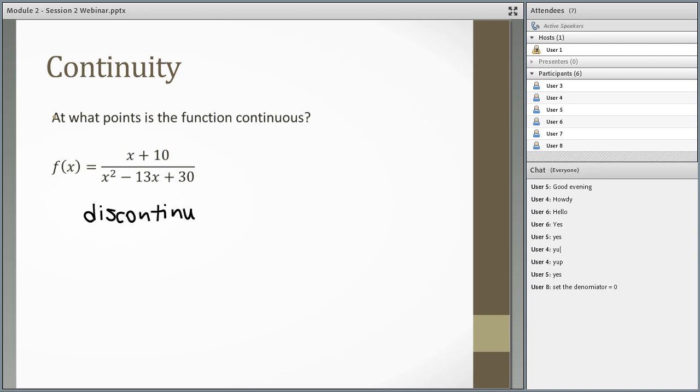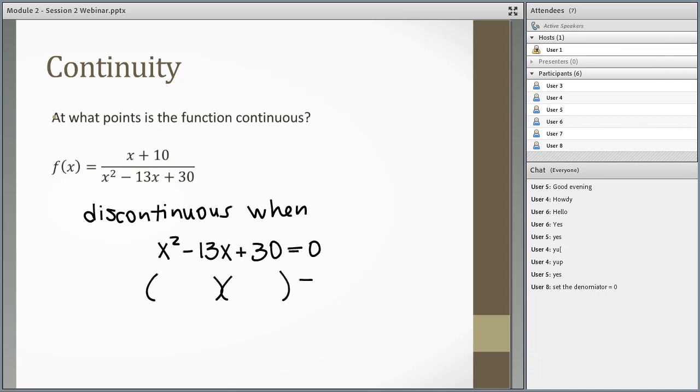So this function is discontinuous when the denominator, so x squared minus 13x plus 30, equals 0. And it's continuous everywhere else. So what we can do is we can factor this, just like we did in the last webinar. So I always draw my two parentheses, still equals 0. I have an x and an x. I always keep the first sign, so what is the second sign going to be?